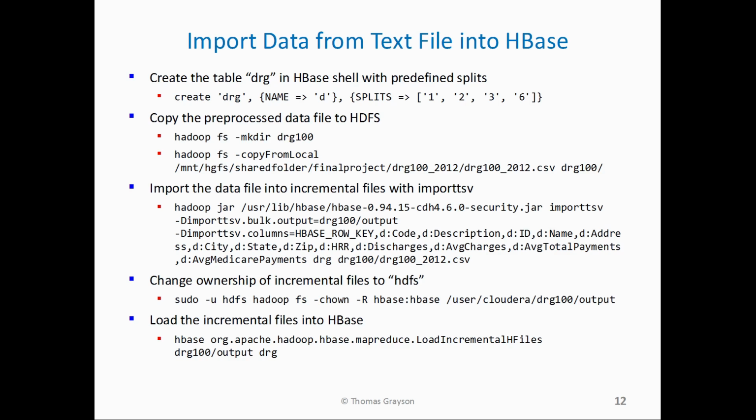Then there is the process of importing the data from my pre-processed text file into HBase. I created the table DRG in the HBase shell with the predefined splits as mentioned before. I copied the preprocessed data file into HDFS. I imported the CSV file into incremental files, otherwise known as HFiles, with the import TSV tool. Then I had to change the permissions of the files in HDFS, and then I used the load incremental files tool to load the incremental files into HBase.